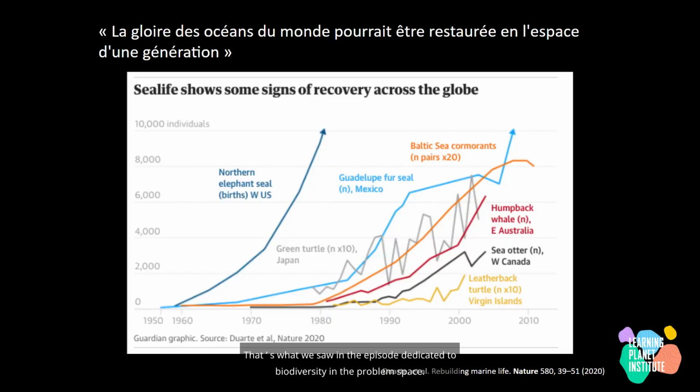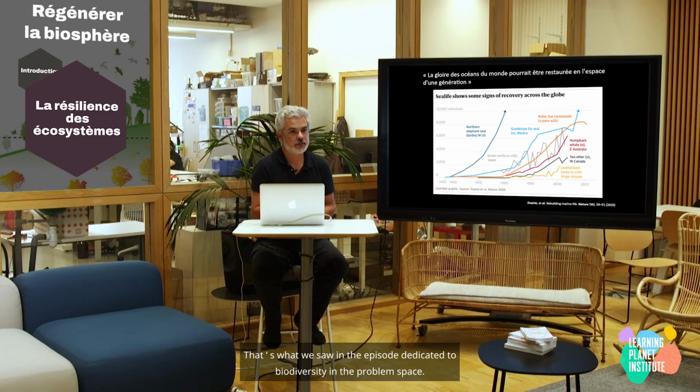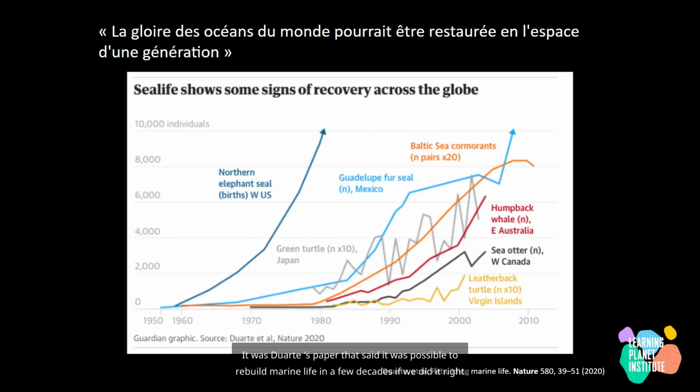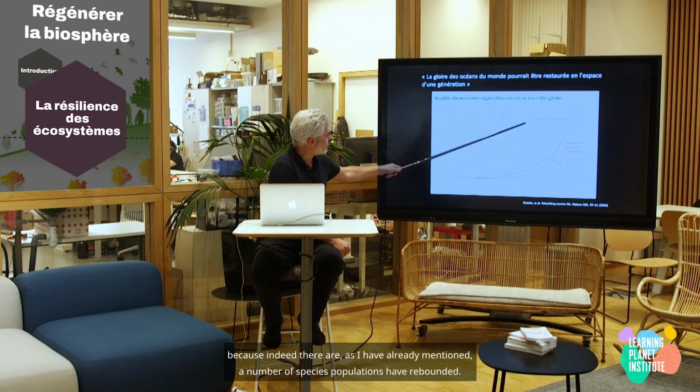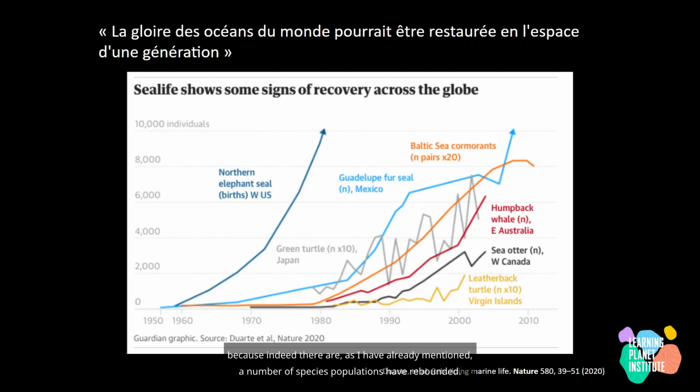That's what we saw in the episode dedicated to biodiversity in the problem space. It was Duarte's paper that said it was possible to rebuild marine life in a few decades if we did it right, because indeed there are, as I have already mentioned, a number of species populations that have rebounded, whether it be humpback whales, elephant seals, Baltic sea cormorants, and other species.